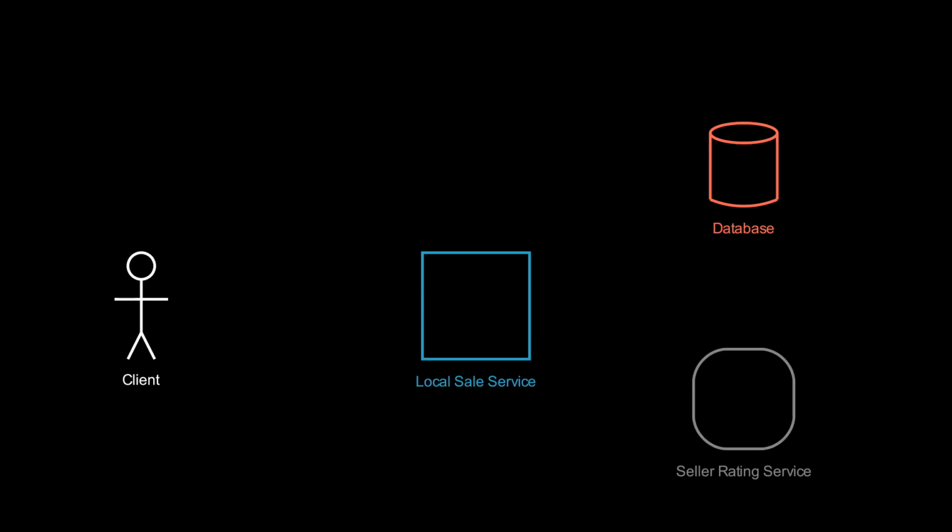Let's look at a real-world use case. When I go shopping for items for sale near me, I want to know the rating of the seller I'm purchasing from. Never again will I buy something from someone with a 2-star rating, no matter how cheap it is. In this system, the local sales service returns all the items for sale near the client and includes the rating of each seller. Local sales service first reads all items for sale from the database, but seller rating service stores the seller rating, so it needs to communicate with that service before returning the results to the client.